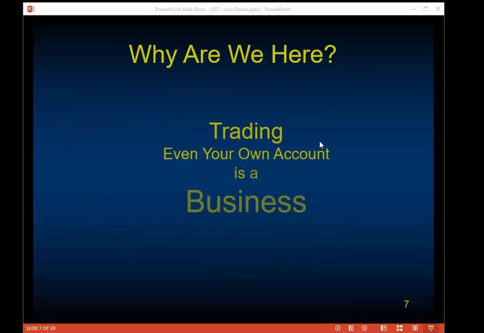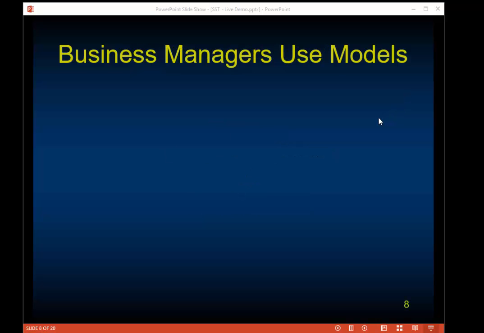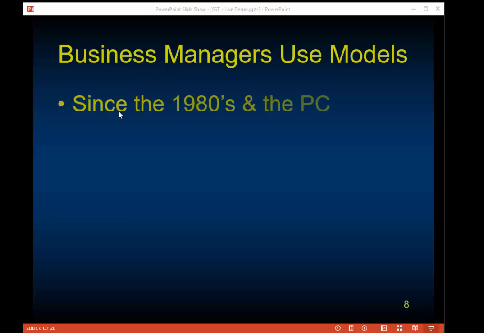So why are we here? Well, you've heard it before probably. Trading, even your own account, is a business. And it's easy to say, but what does that really mean? Well, the way I look at it, if you have a business and you manage a business, managers use models. I was a business manager, everything from a small department to a large division of a Fortune 500 company before I went into trading. And ever since the 1980s, and PCs, business managers have had P&L spreadsheets to run their businesses. This is just a tool every business person uses.